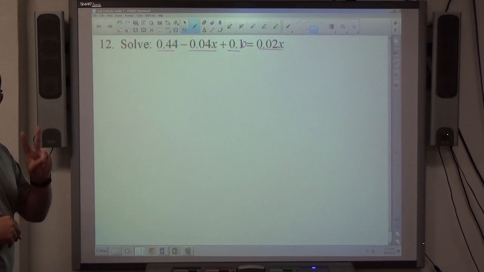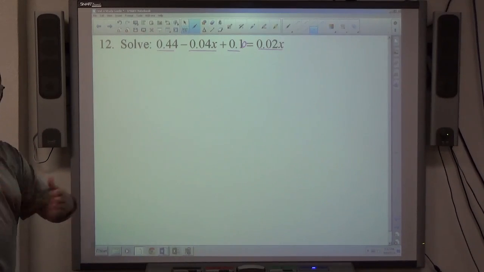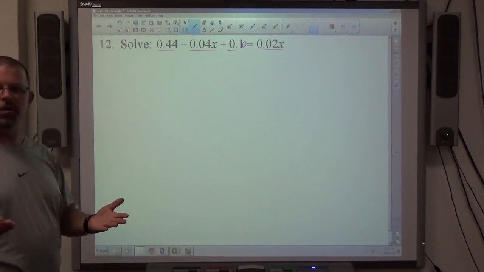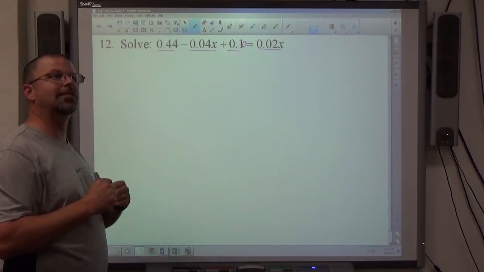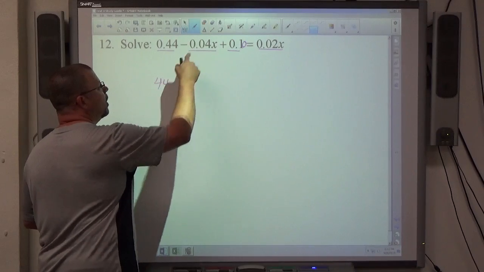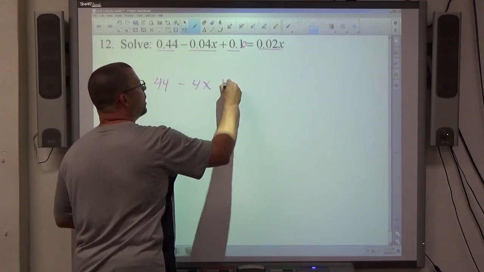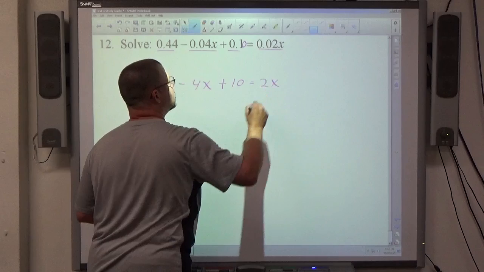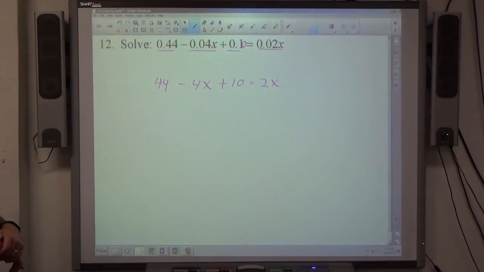And once everything has 2 decimal places in this case, I'm going to drop all the decimals off. If the most decimal places was 3, I'd make sure everything has 3 decimal places, then I'd drop all the decimals off. So this just becomes 44 minus 4x plus 10 equals 2x. And just like that, we have a non-decimal equation, very easy to solve.